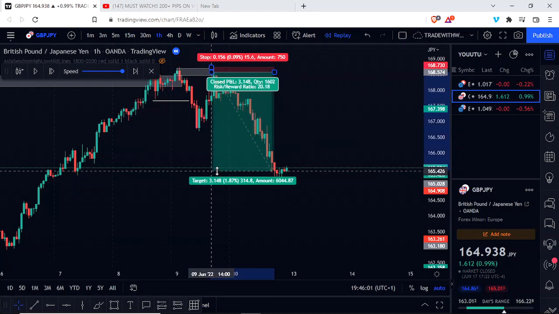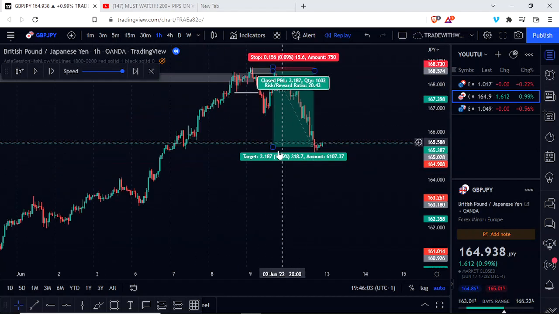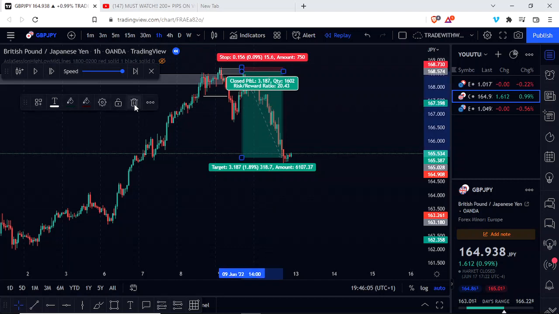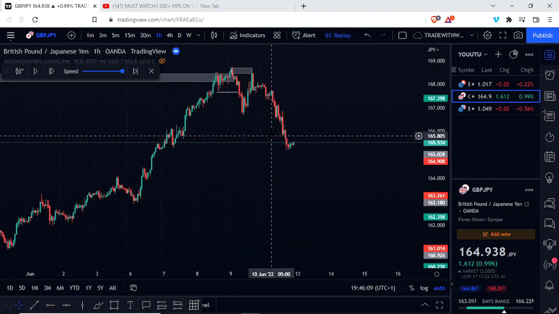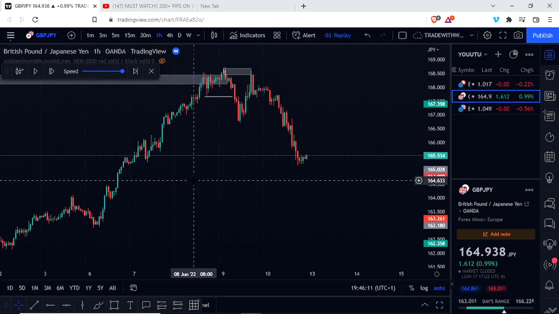15 pips SL and 300 pips target. Okay, I think that is nice enough. Now, what am I expecting for GBP JPY? I'm expecting.